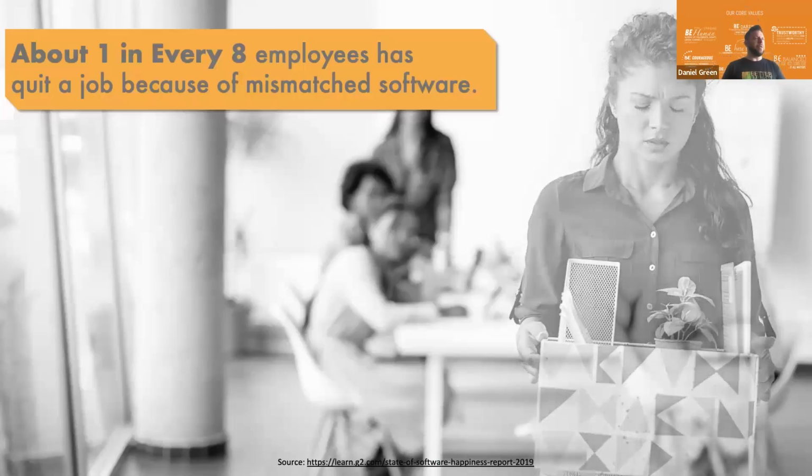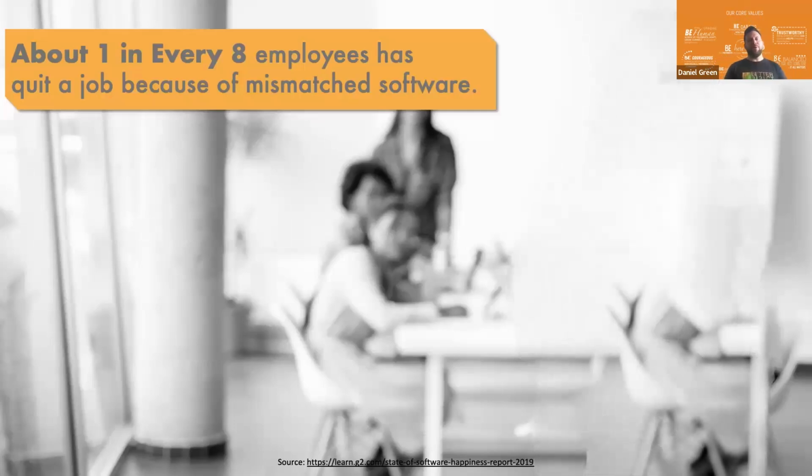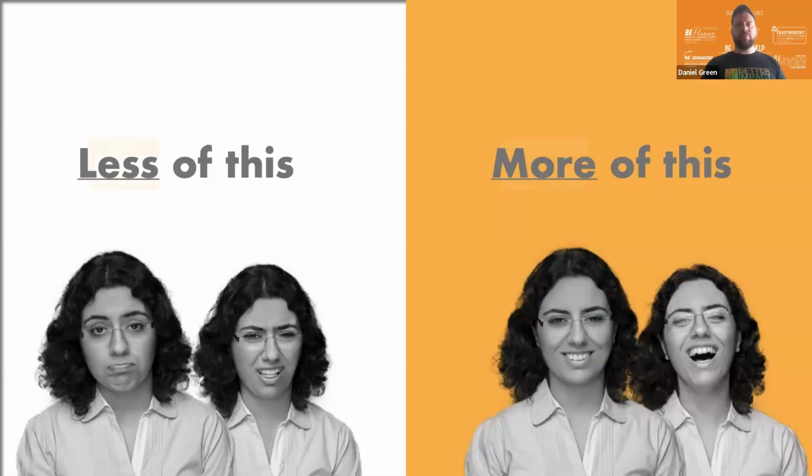So this is quite an alarming stat. About 1 in every 8 employees has actually quit a job because of mismatched software. The fact that this is a cited reason for people leaving a job speaks to how important it is to outfit employees with the right tools for the job. Turnover is disruptive to progress and goal attainment. So let's get you and your team working with tools that make you feel less frustrated and more empowered and productive when you do your job. Now it's time to explore volunteer impact and how this can help you achieve just that.